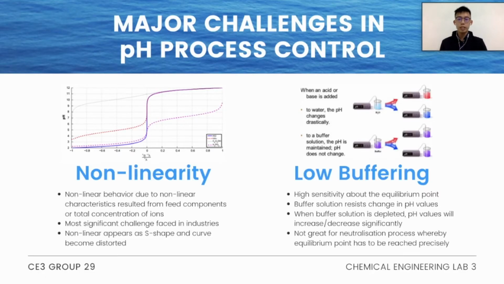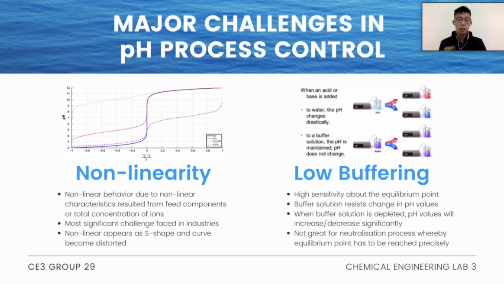pH process control is known to be a very challenging issue in various industries and has gained significant attention due to its importance in chemical process industries. Therefore, in this section, we will proceed to the major challenges in pH process control. The first challenge identified is the non-linearity of the dynamics, which can be observed from a titration curve due to non-linear characteristics from the feed components or total concentrations of ions. This causes the curve to become distorted.